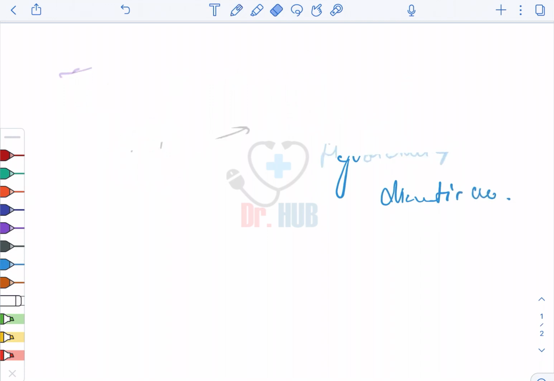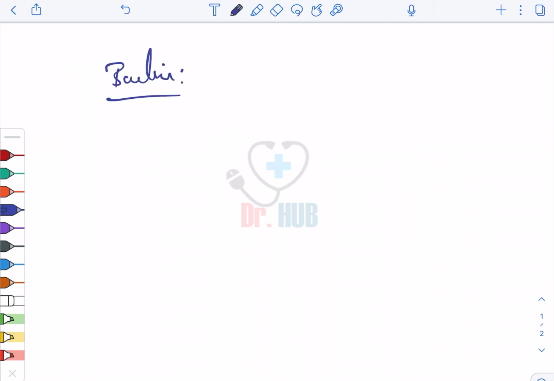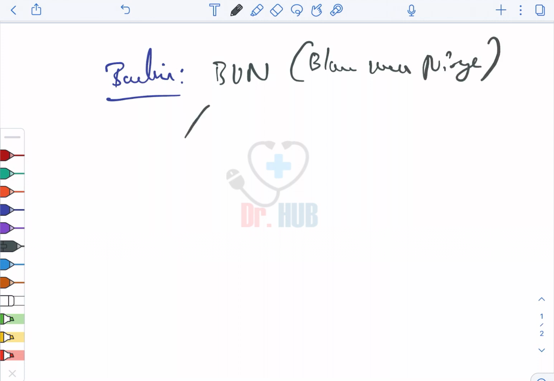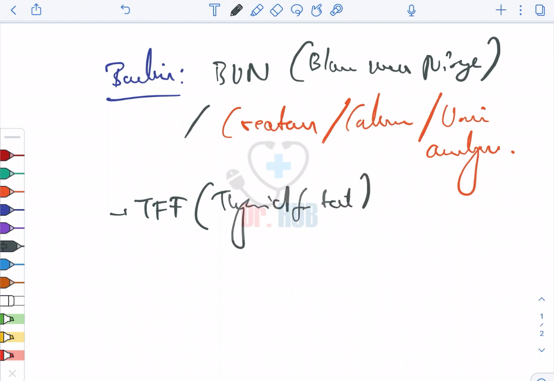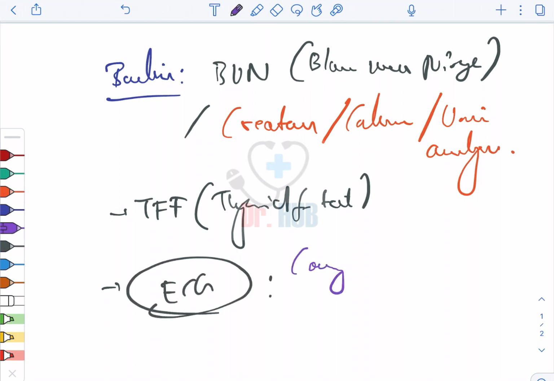So what are the baseline studies to know the levels? The baseline studies include BUN, that is nothing but blood urea nitrogen. Next, creatinine is included. Next, the calcium as well as the urine analysis. Then comes the TFT, that is nothing but the thyroid function test, and also the ECG. ECG is done in patients with coronary risk factors.